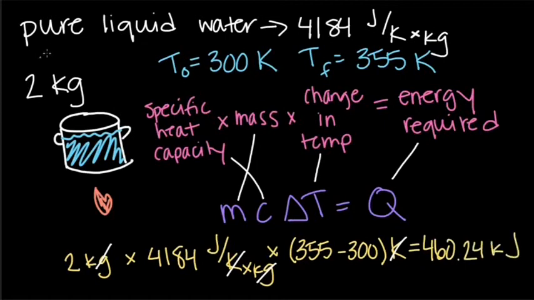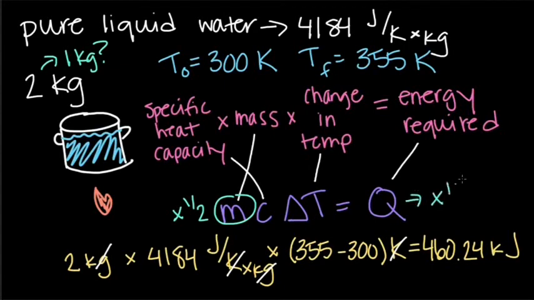Now, let's consider the other pot. If this pot has 1 kilogram of water, how would that change our calculation? Pause the video and think about what its heat capacity would be. So, because we still have the same material and therefore the same specific heat capacity, the total heat capacity is going to decrease by half because the mass is half. And since we still want to raise the water's temperature the same amount, this means that the energy required is going to decrease by half as well, now requiring 230.12 kilojoules. So now we can see how the mass as well as the material affect the heat capacity.